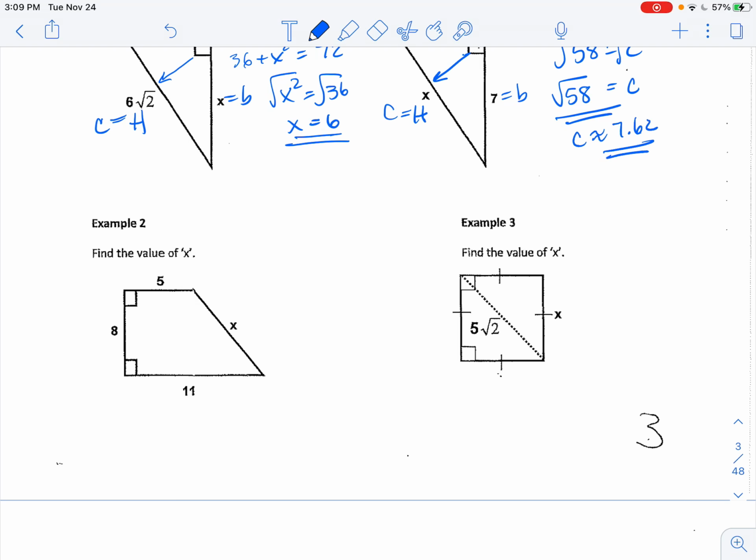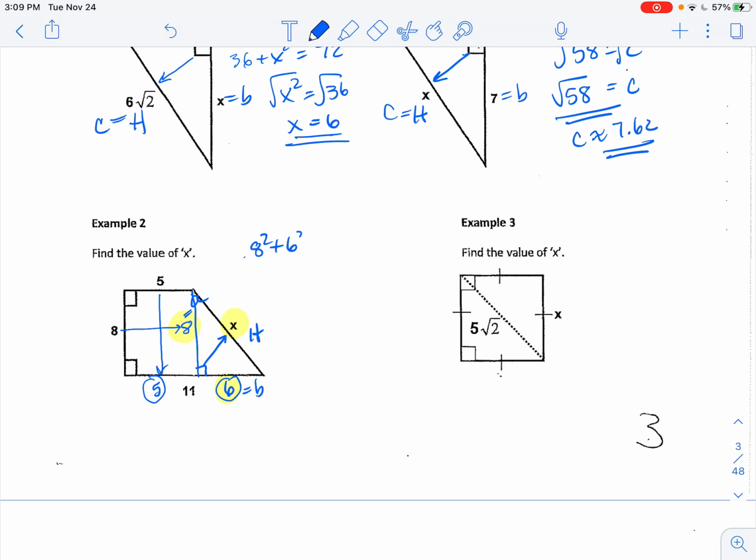Okay, next example, find the value of x. All right, so this is not a right triangle, but if I drew a perpendicular straight down, there's my right angle. Let's see, across this way would be 5, so that means this would be 6 because the sum of 5 and 6 is 11. And then this guy would be 8. So really I've got an 8, I've got a 6, and I've got an x. Across the box is the x. This is your hypotenuse.